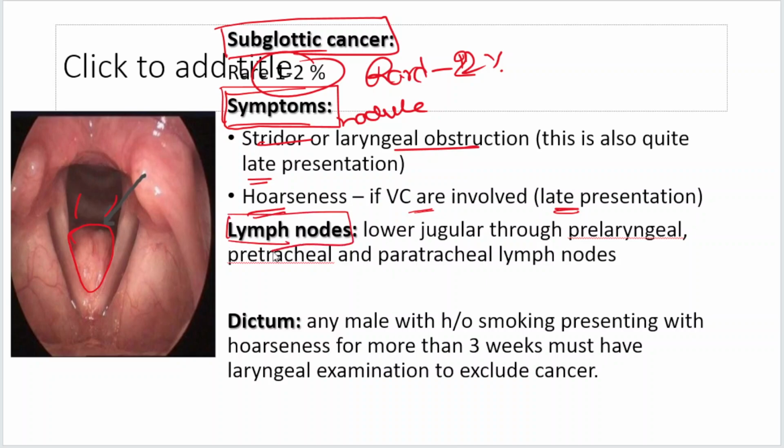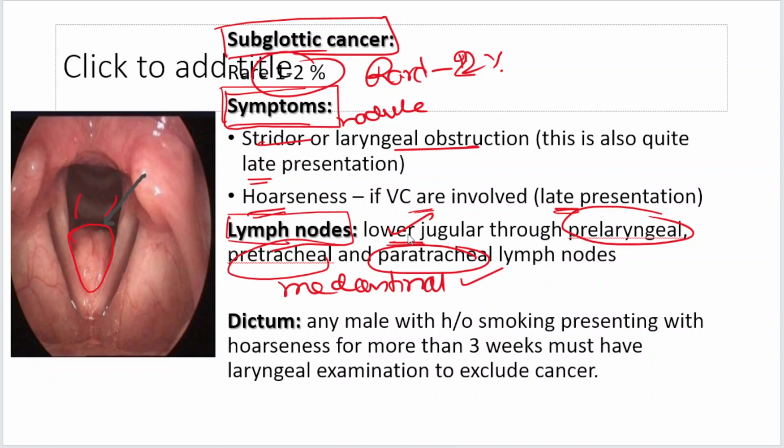Lymph nodes. The subglottis drains into the lower deep cervical lymph nodes and mediastinal lymph nodes, either directly or through the prelaryngeal, pretracheal or paratracheal nodes. All these nodes are present right where there is a carcinoma. From there it will go into the lower deep cervical lymph nodes and the mediastinal lymph nodes. This is the end of the history, the symptoms with which the patient is going to present to you.